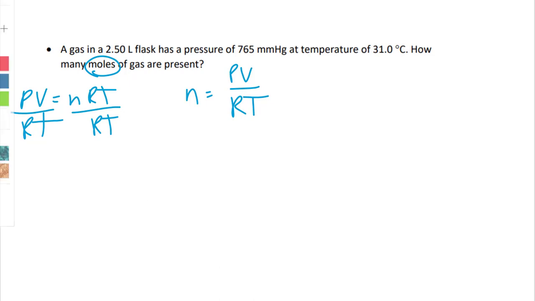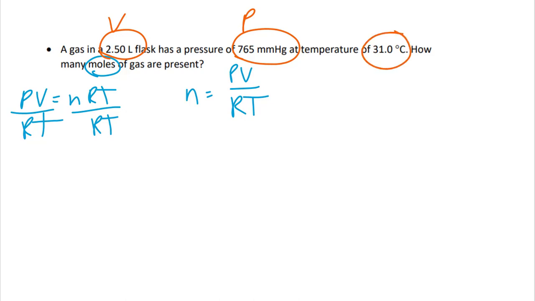Now let's see what variables I have. I should have everything right here. I'm given liters, which is volume. I am given millimeters of mercury, which we know is a pressure, but I need to switch that into atmospheres, remember, because of my R. And I'm given Celsius temperature, and I need to convert that into Kelvin. So let's do temperature right off the bat. So I'm going to add 273.15.